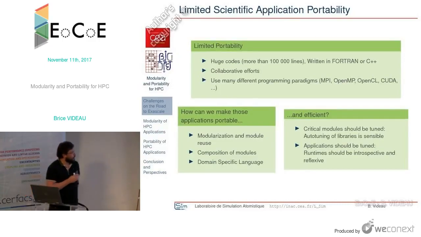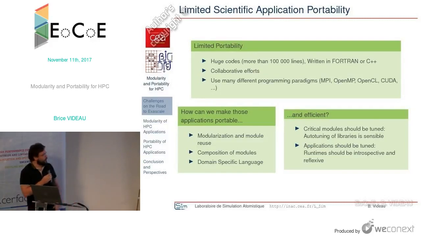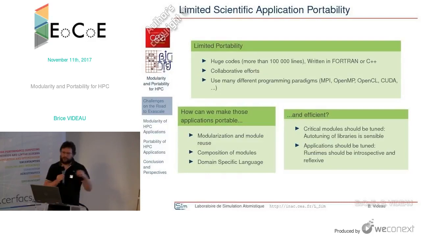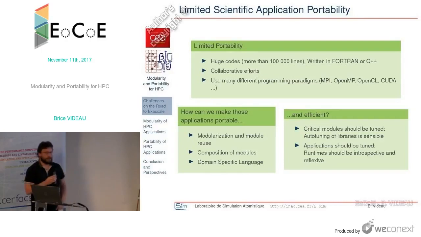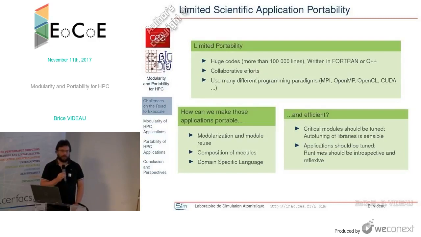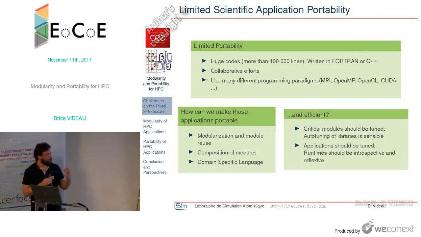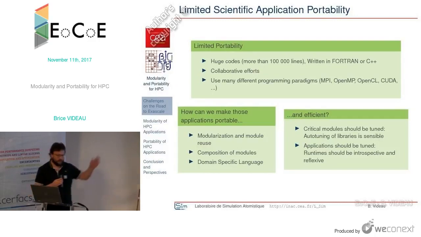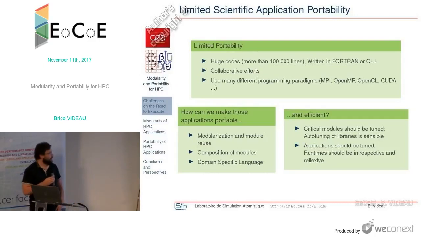So why are scientific codes of limited portability? Mainly because they are huge, hundreds of thousands of lines. They are written in Fortran, which is a not especially agile language. They are mainly collaborative efforts, so you need to gather a lot of people around if you want to change something in a big HPC code. You have many different programming paradigms, meaning you need a lot of expertise in order to be able to touch those codes. MPI, OpenMP, OpenCL, CUDA, and so on.